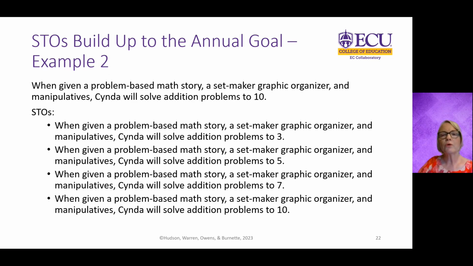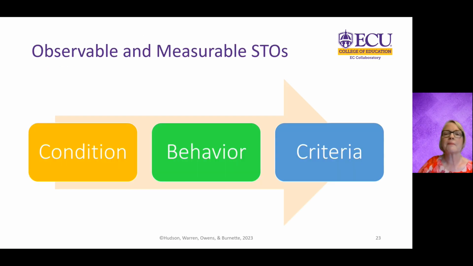Here's another example of how objectives can be organized to reach the goal. When given a problem-based math story, a set maker graphic organizer, and manipulatives, Cindy will solve addition problems to 10. Now, this teacher has decided to sequence it by having her first solve addition problems to 3, then go to addition problems to 5, addition problems to 7, and you've got it, addition problems to 10. So they're stepping it up that way, which is slightly different from what the last teacher did. Both are appropriate. However you organize the objectives.